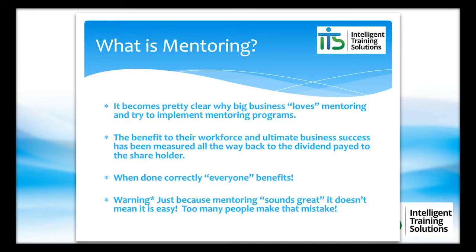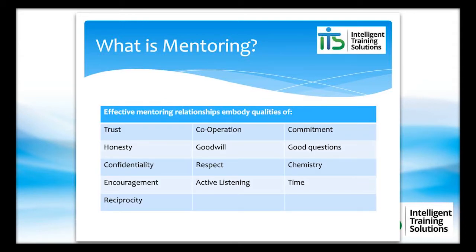Warning: just because mentoring sounds great, it doesn't mean it's easy. And too many people make that mistake. And it is true. Mentoring is not a really easy, straightforward process. It's simple in its concept, but it can be a little bit difficult in its application. So effective mentoring relationships embody qualities of trust, cooperation and commitment, honesty, goodwill and good questions, confidentiality, respect, chemistry, encouragement, active listening. It embodies time, the time you put into one another, and again, that reciprocal behavior to one another.